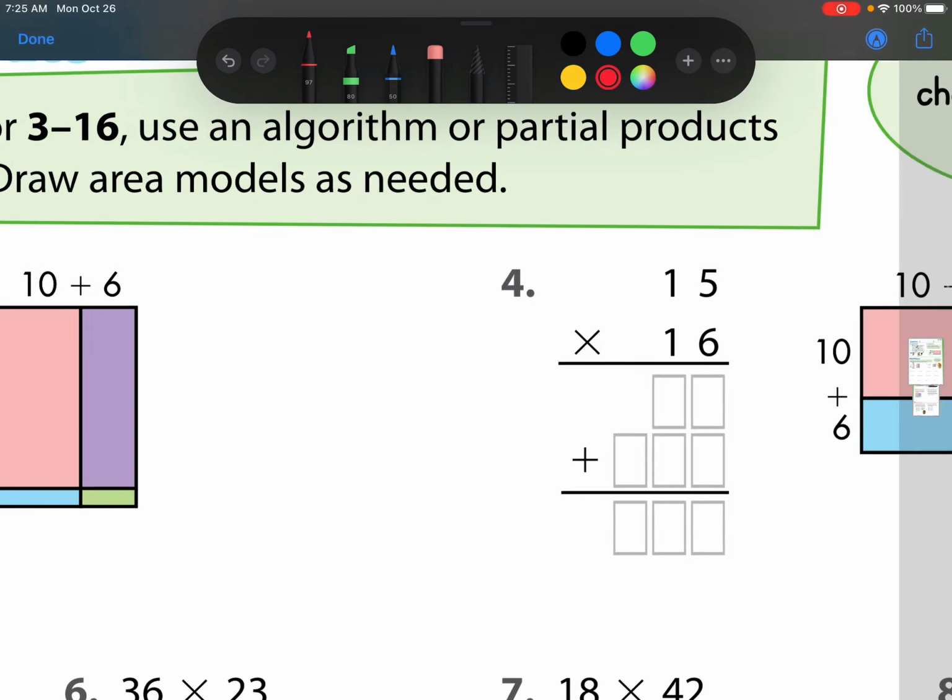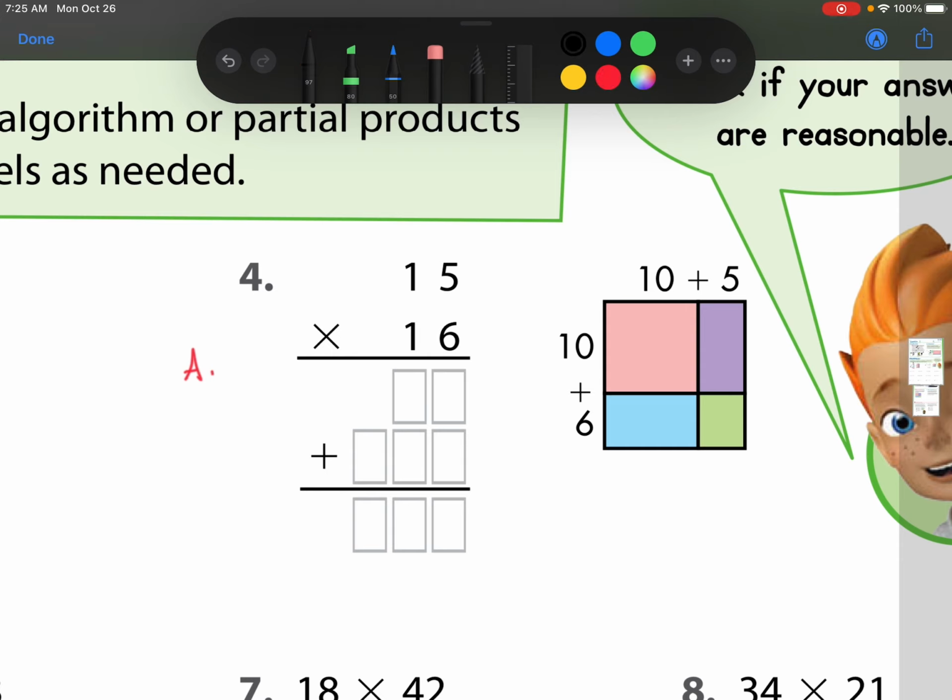Okay, our next one. Let's begin. We're going to be using the algorithm for this because it doesn't give us 4 rows for partial products. So now let's begin. 6 times 5 is 30, so I put the 0 down, and I regroup that 3. So what do we do next? We go to the next place value. 6 times 1 is 6, plus 3 is 9.